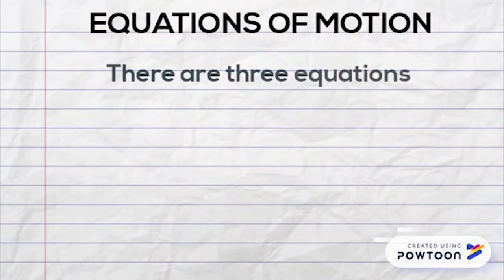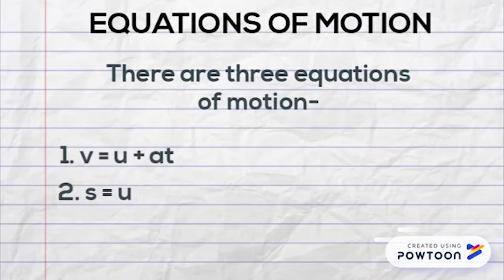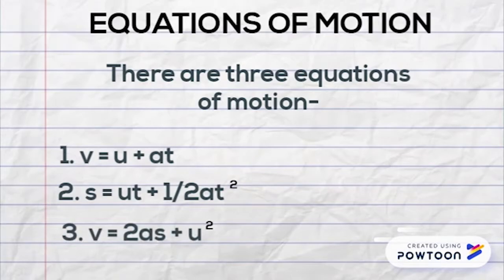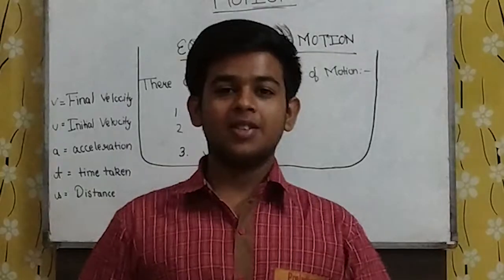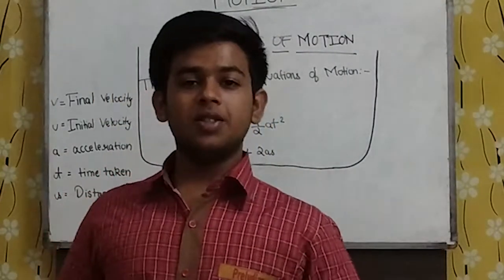Equations of motion. There are three equations of motion. First, v equals to u plus at. Second, s equals to ut plus half at square. Third, v square equals to 2as plus u square. Let's derive these equations. Today, let's talk about equations of motions.